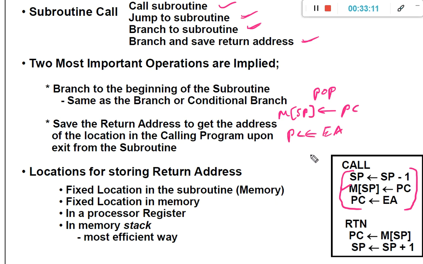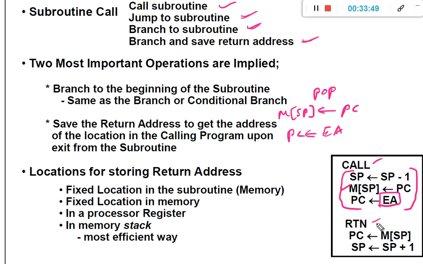Here we are implementing the code using the stack. How to implement the code for call, and how to implement the code for return. For call, just decrement the stack pointer and then store the program counter inside M of SP, and then assign the effective address to the program counter. This effective address is nothing but the address of the subroutine. Then the control is transferred to the subroutine, and we execute the subroutine.